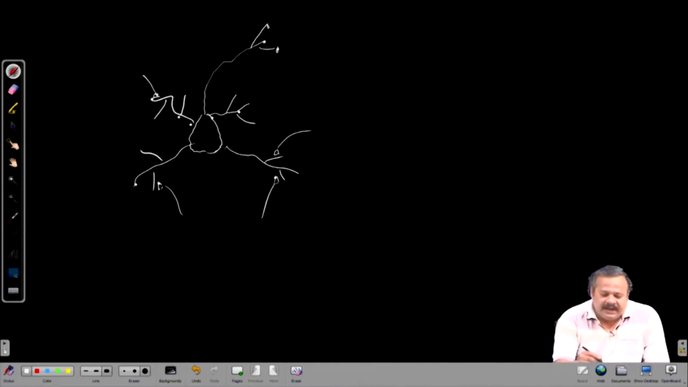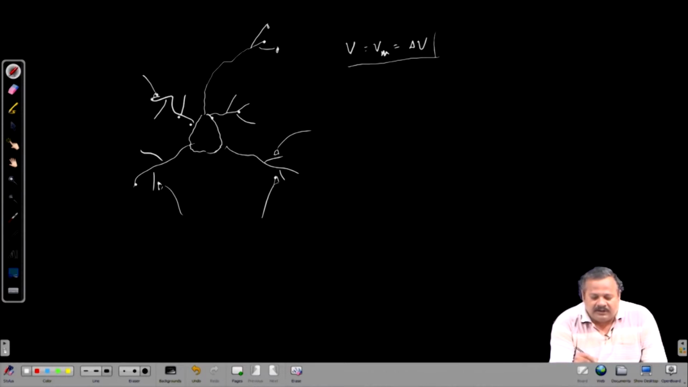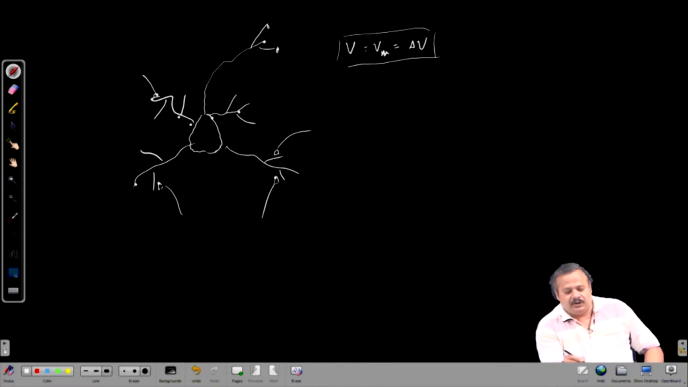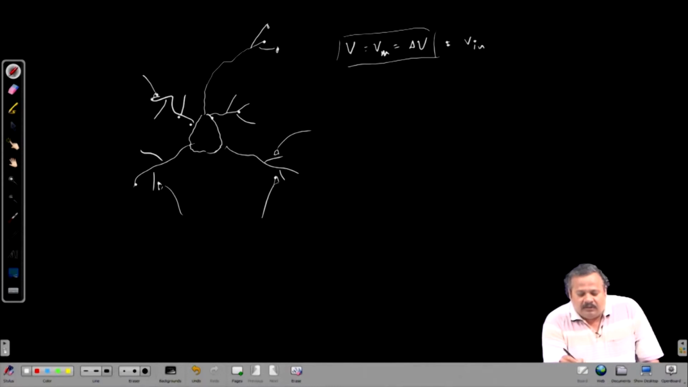We have been saying that the most important aspect of the neuron is its membrane potential V or Vm or delta V. We may be using these interchangeably, so just remember that we may be using any of them. This is equal to V in minus V out, that is, inside the neuron and outside the neuron. So, the question obviously is: is one V sufficient to describe the neuron?